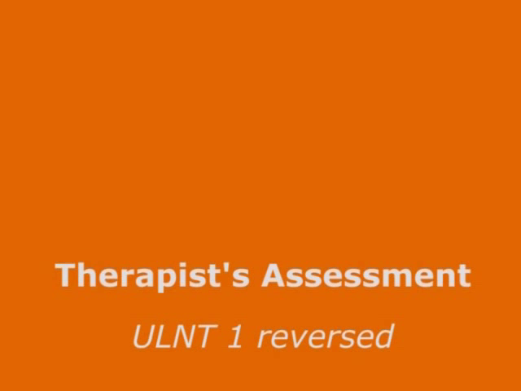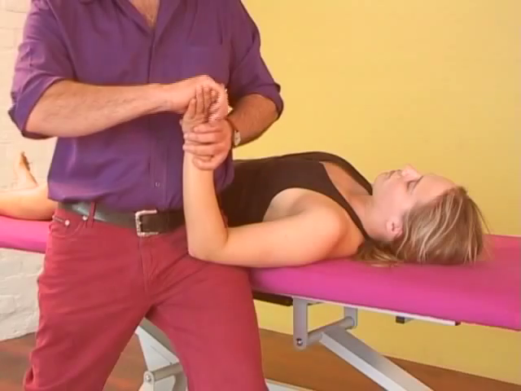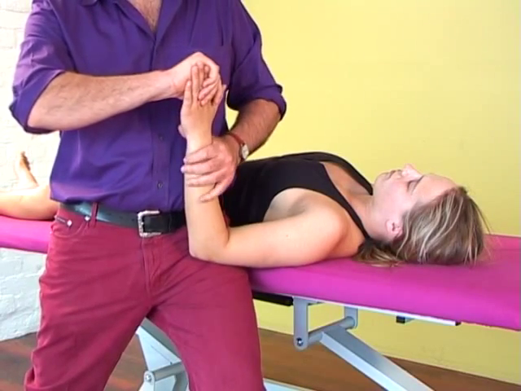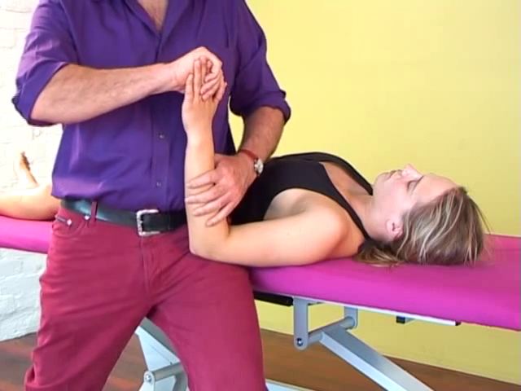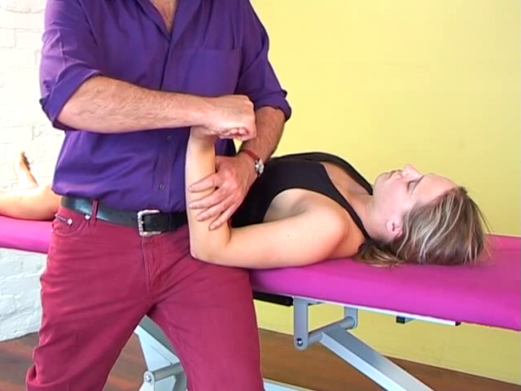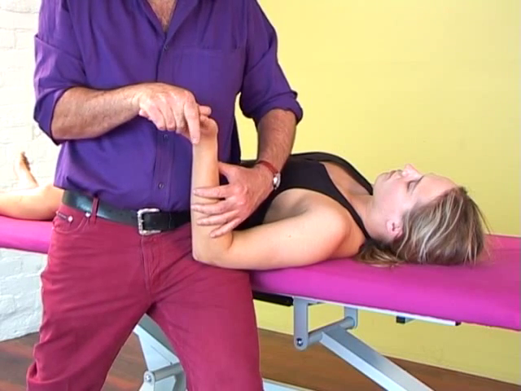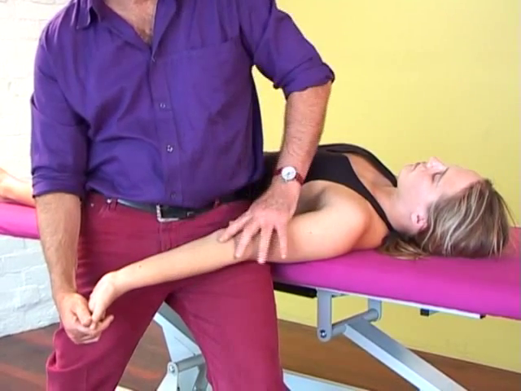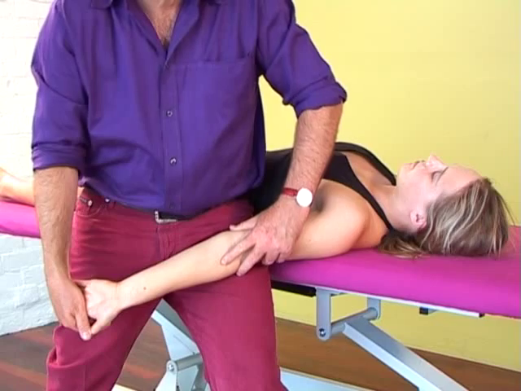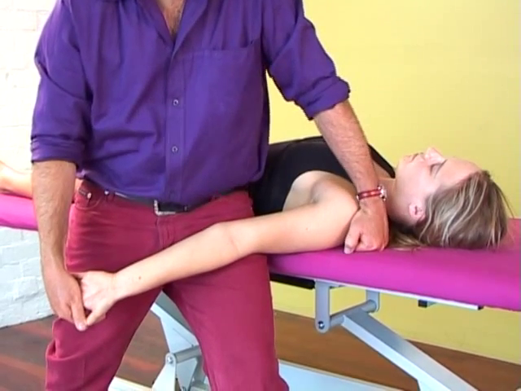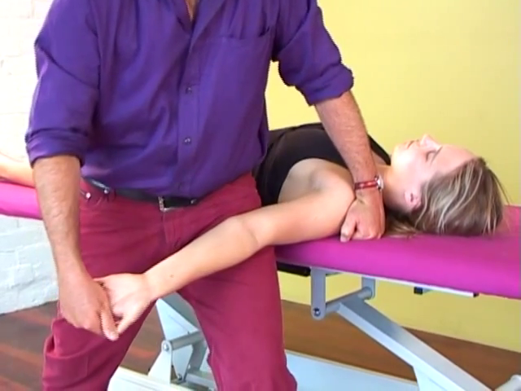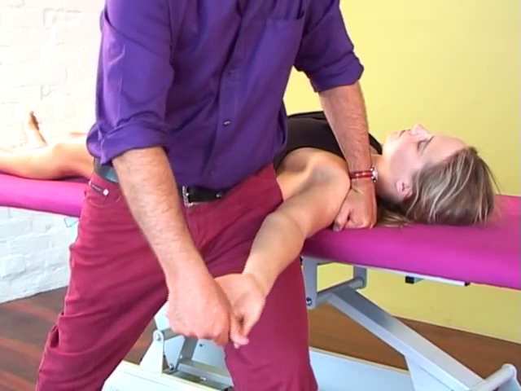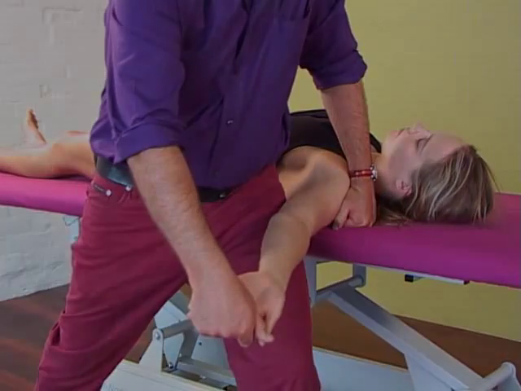Therapist assessment. The upper limb neurodynamic test 1 reversed. This would be appropriate for a neurogenic problem at the wrist. Here we start at the wrist extension, supination, elbow extension, now whole arm lateral rotation. Note the arm supported on my thigh. Then I'm going to support the shoulder girdle and now abduct the arm.